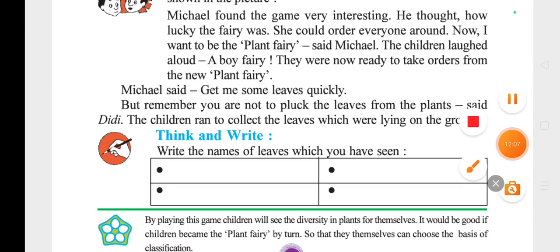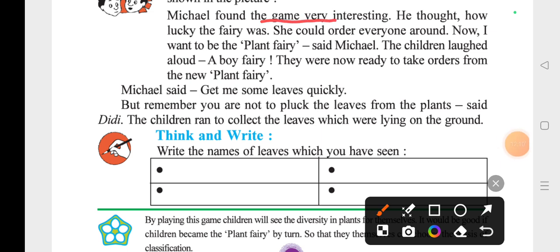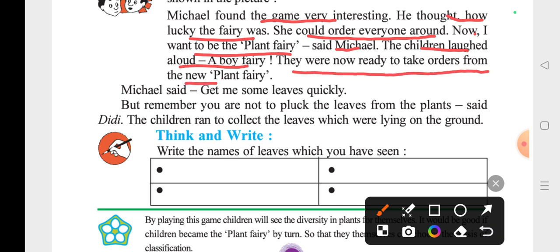Michael found the game very interesting. He thought how lucky the fairy was. She could order everyone around. Now I want to be the plant fairy, said Michael. The children laughed aloud. A boy fairy. Now they were ready to take orders from the new plant fairy.